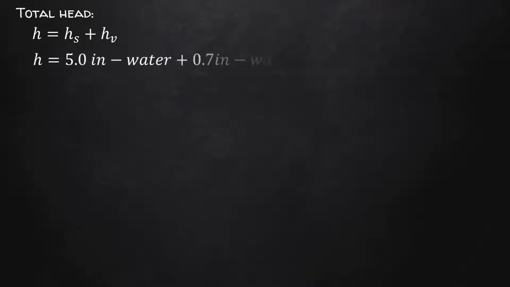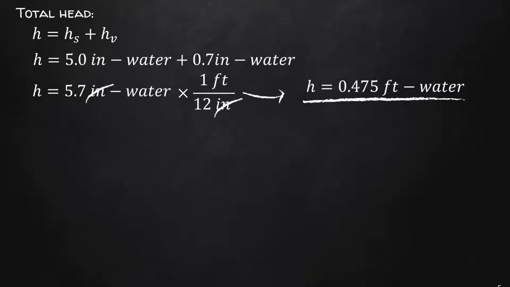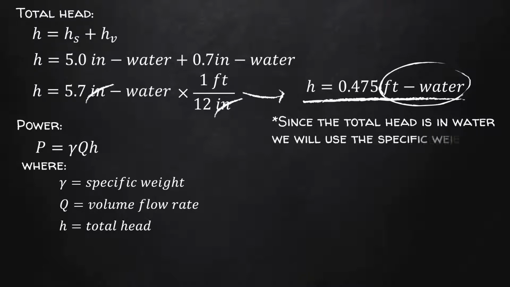We need first to get the total head by adding static head and velocity head together. Then, convert its unit into feet. We can now solve for the power by using the formula P is equal to gamma times Q times H, where gamma is the specific weight, Q for volume flow rate, and H for the total head. Since the total head is in water, we will use the specific weight of water, which is equal to 62.4 pound per cubic foot.